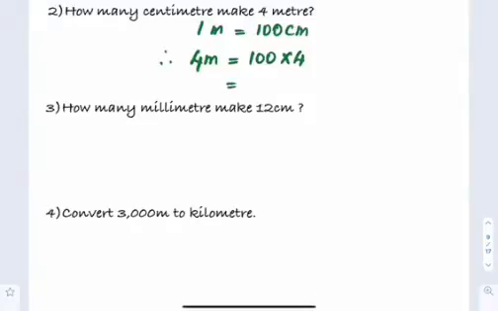Which gives us 400 centimeters. I hope all of you have understood. Now moving on to the next problem.